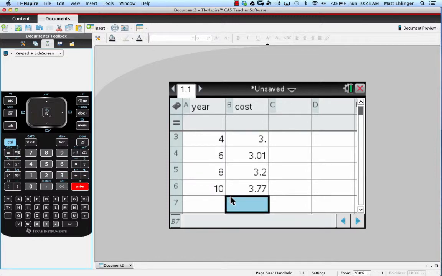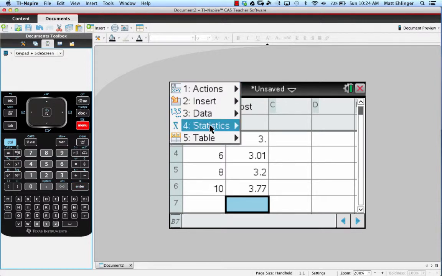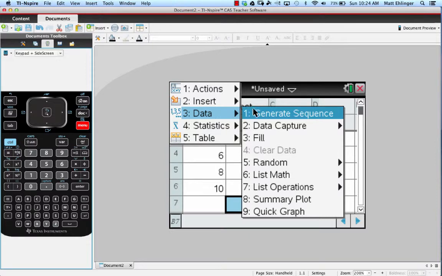Okay, so we have our data entered in. Now that we have our data in, we have our own table on our calculator. What we're going to do is go over here to menu, and then from this menu, we want to do a quick graph.